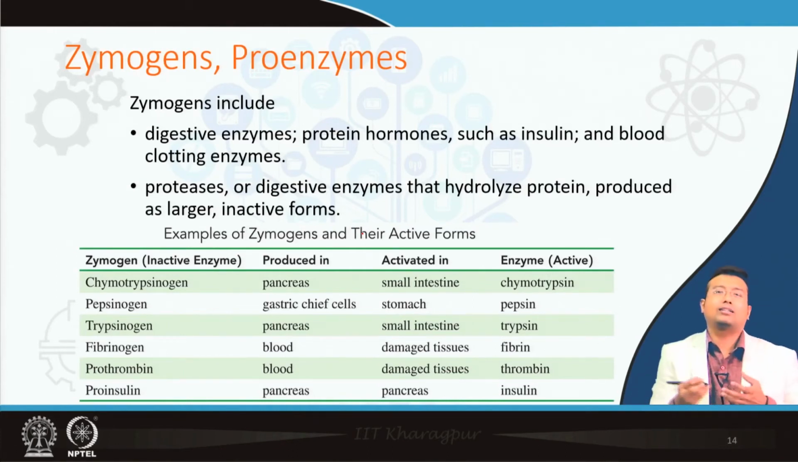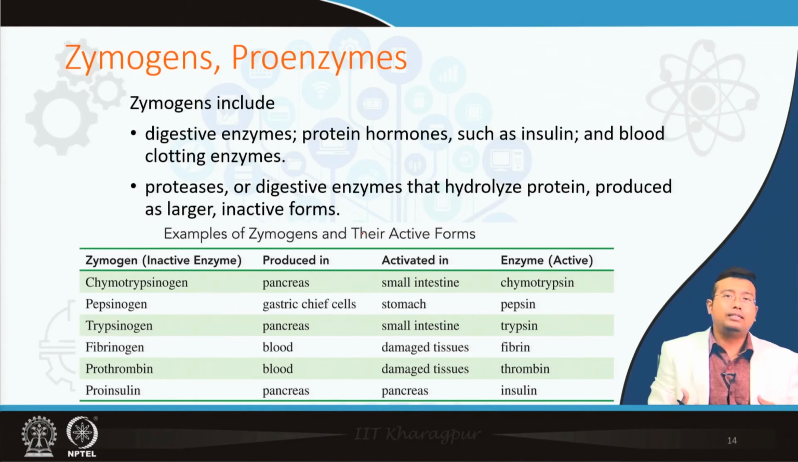So what are zymogens and proenzymes? Zymogens are digestive enzymes. Characteristically there are multiple hormones as well, for example insulin, and clotting factors. These are all proteins that are synthesized by the system in an inactive form. So these enzymes are not active, but there is some covalent modification, might be a breakage of peptide bond, might be formation of some covalent bond, some transfer of some group. So in this case, they get activated by covalent modification.